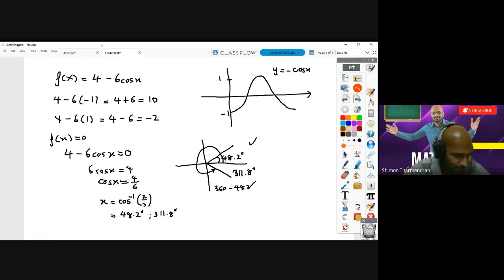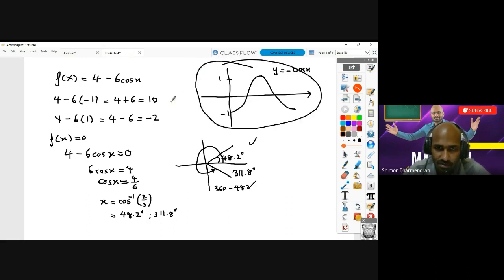So this is quite basic, going back to your Form 5, just solving the add maths over here. And then we want to sketch the graph here. We already know the graph is inverted like this. Kita dah tahu graph dia berbentuk sebegini. And then we have 4 minus 6 cos x. We know the minimum is going to be minus 2.